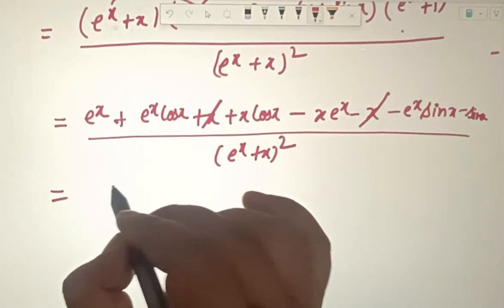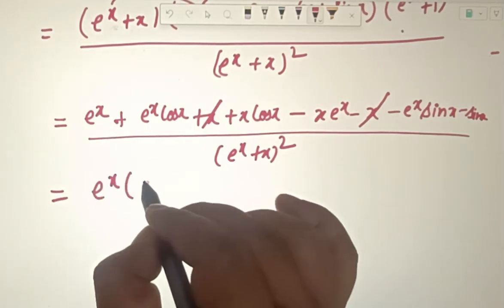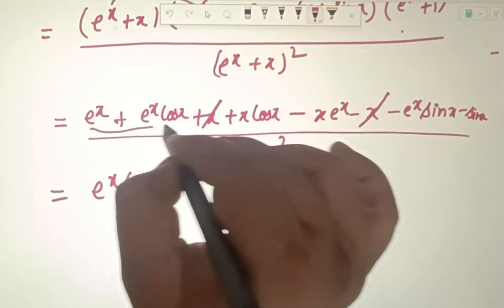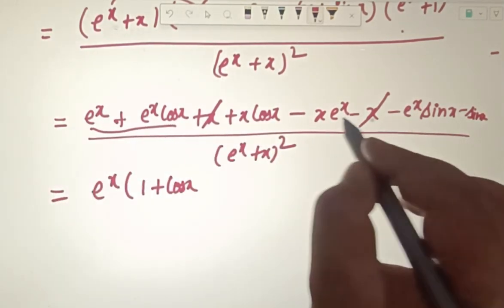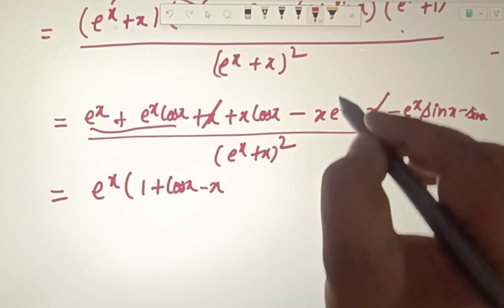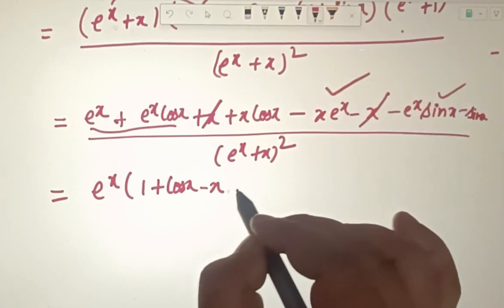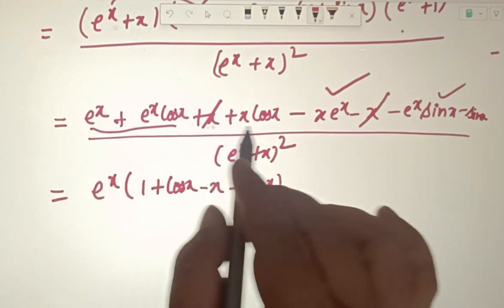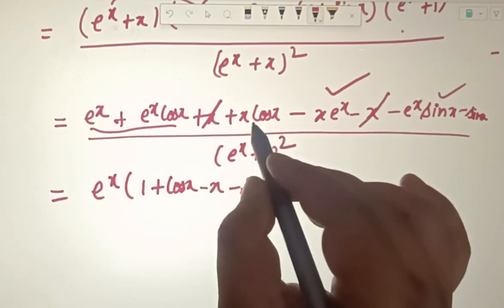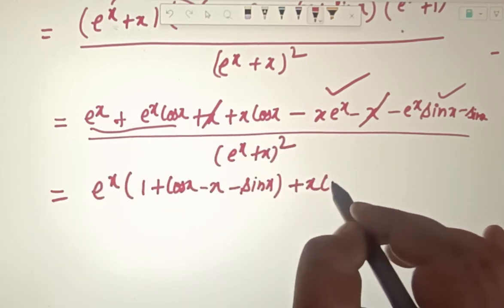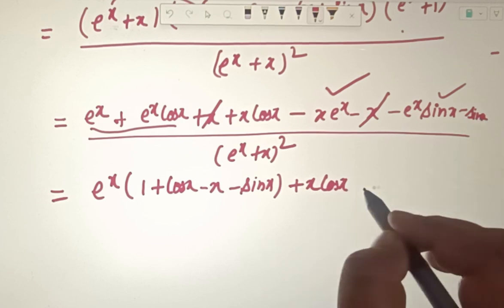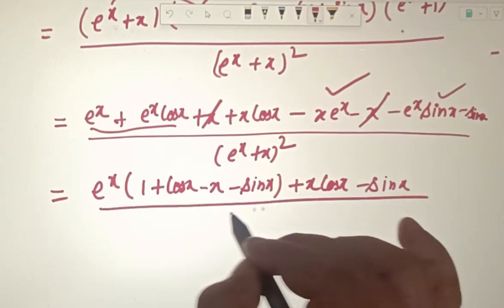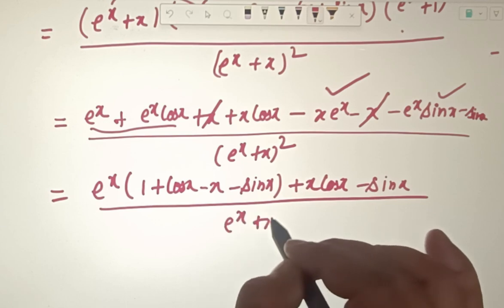So you can take e to the power x common, 1 plus cos x, from these two terms, and then minus x from this term, and then minus sin x from this term. So these are calculated. Now plus x cos x, and minus sin x. So that is the result on simplification.